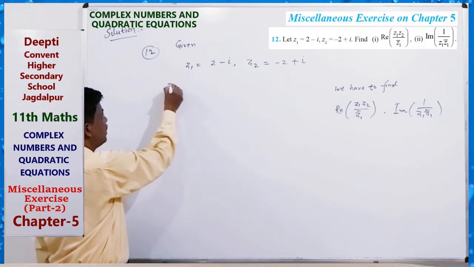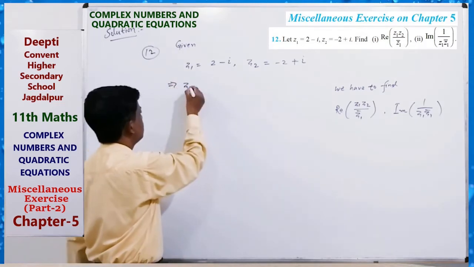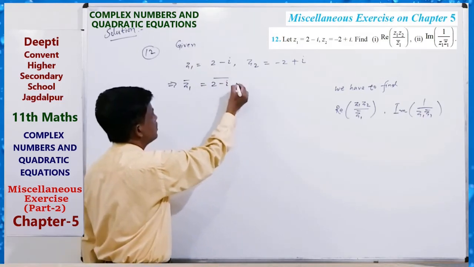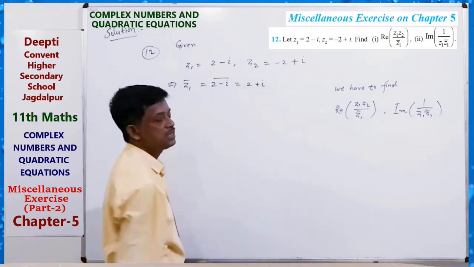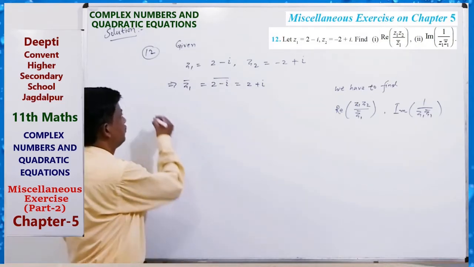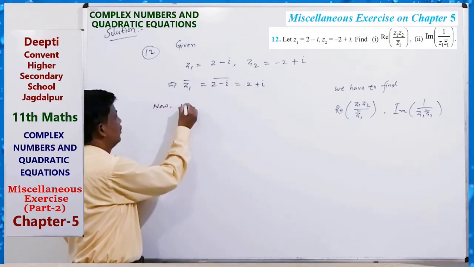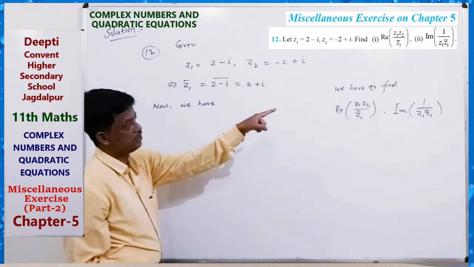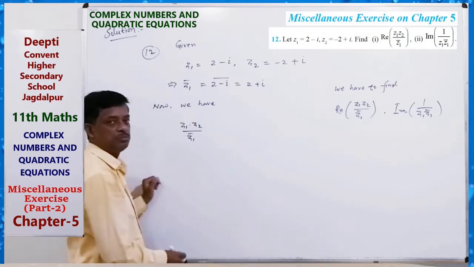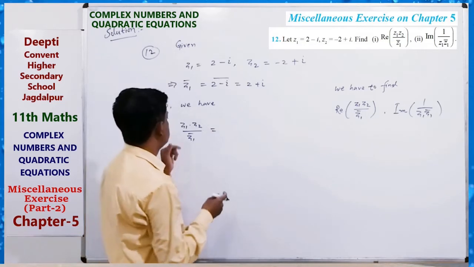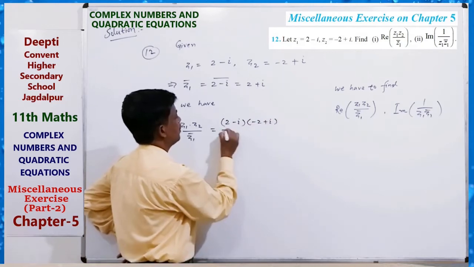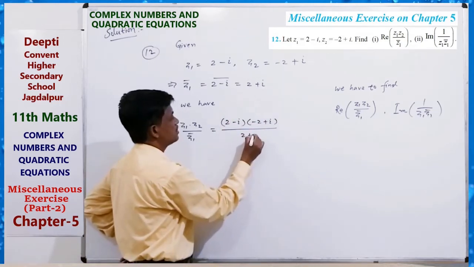This is given, implies z1 bar, means its conjugate, is equals to what? 2 minus i, conjugate equals to 2 plus i. Just replace i by minus i. This is its conjugate. Now we have z1 z2 upon z1 bar. Z1 z2 upon z1 bar equals to, this is a complex number, z1 z2, what? 2 minus i into minus 2 plus i upon z1 bar, 2 plus i.